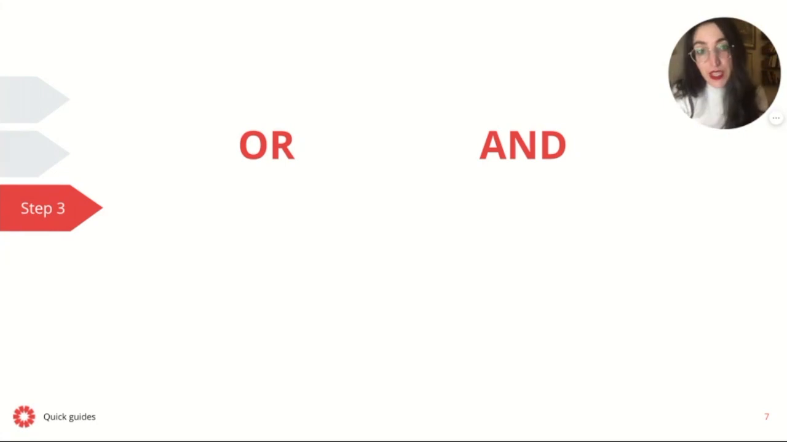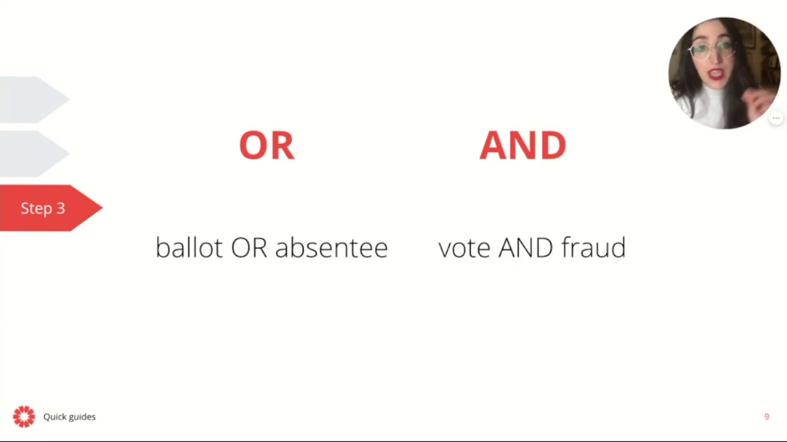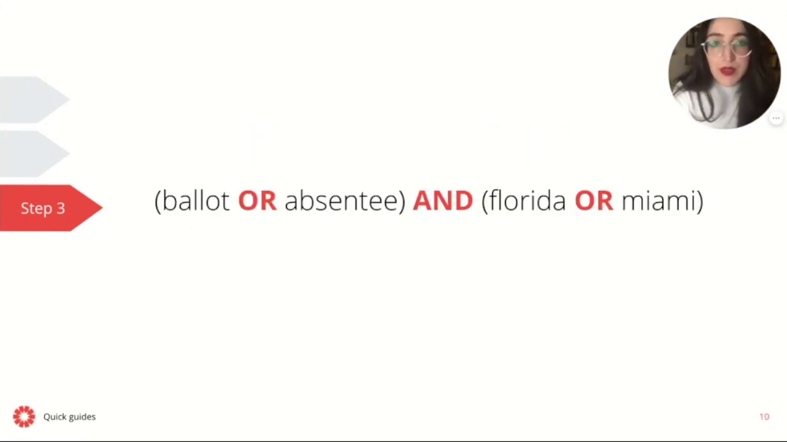For example, say you typed this into Twitter. What this tells Twitter is that you want to see every tweet that includes the word ballot or includes the word absentee. Now, say on the other hand, you typed this into Twitter. This tells the platform that you want to see every tweet that includes the word vote and includes the word fraud. So a good way to think about this is that using OR helps expand your results and using AND limits your results. Here's where Booleans become super useful.